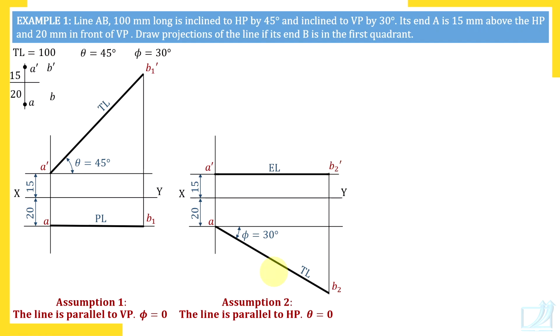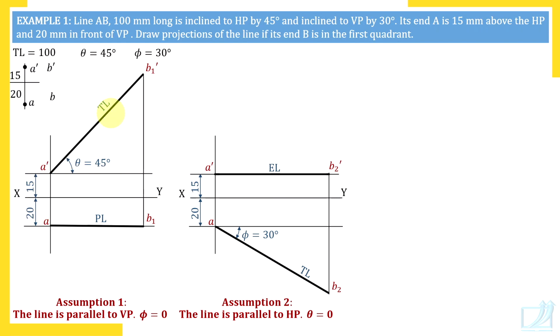Now we are ready to draw views of the line in given position. But to draw those views of line in given position, you must know what really we have achieved by assuming line parallel to VP first and then by assuming line parallel to HP. Let's see. By assuming line parallel to VP, what we have achieved, try to understand. Watch geometry of this diagram. TL, that is true length of the line, and that makes angle 45 degrees with XY line.